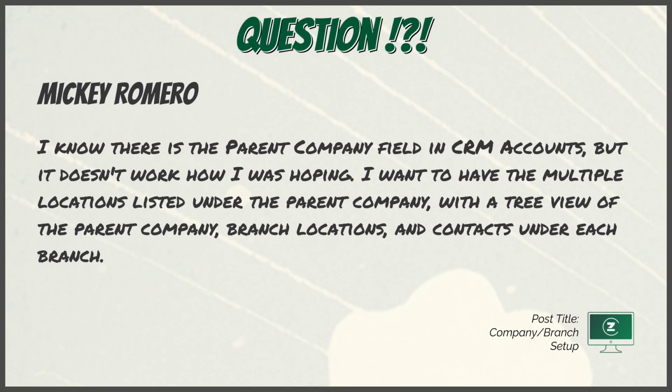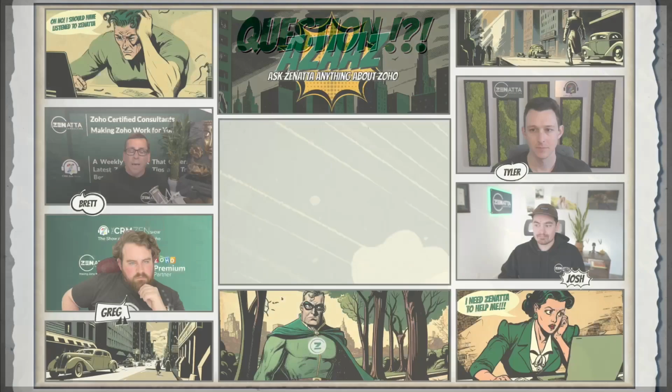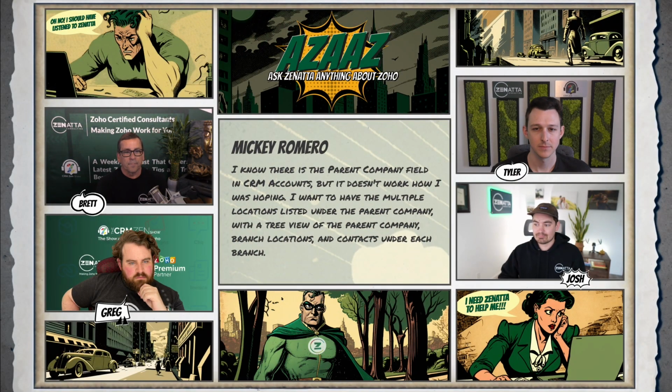All right, the first question is coming in from Mickey Romero, and he posted this over on Club Zenatta. If you go to Club Zenatta, we've got a little section there. It says "Ask Questions for AZAAZ." You put them in there, and we'll put them on the show. He says, "I know that there is a parent company field in CRM accounts, but it doesn't work how I was hoping. I want to have the multiple locations listed under the parent company with a tree view of the parent company, branch locations, and contacts under each branch. How can we accomplish this, team?"